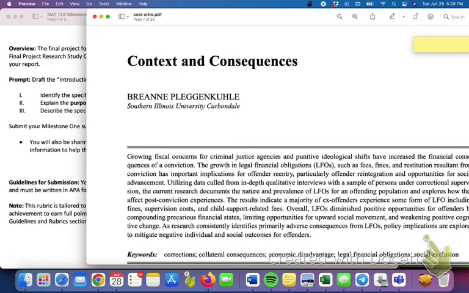Because her idea is basically if you roll back into society and you have all this debt that you owe, it might make it a little bit harder for you to live a regular life without all this pressure. And unfortunately, we all know that a lot of people that are convicted of crimes do end up going back and committing more crimes. So part of it was she wanted to see whether or not these fees have something to do with that fact.